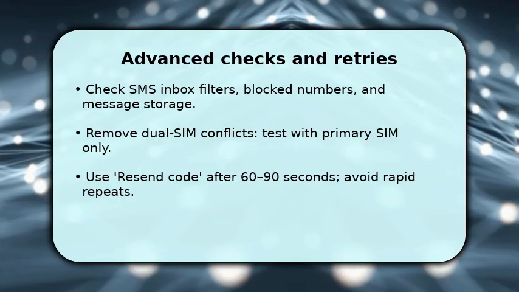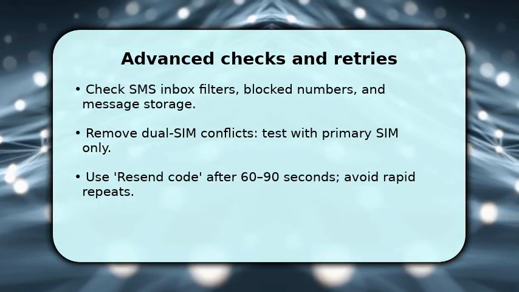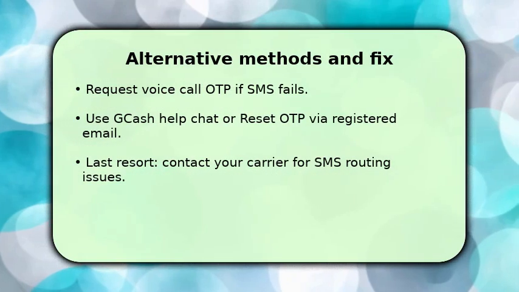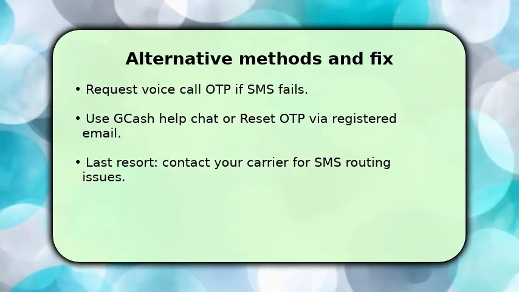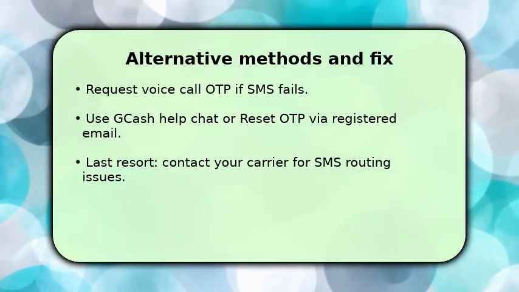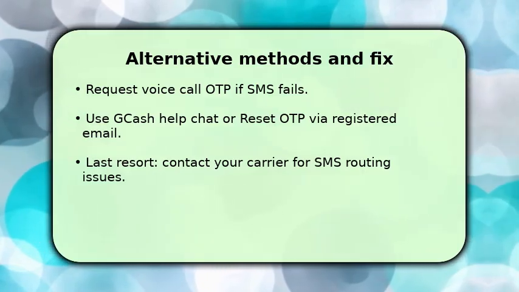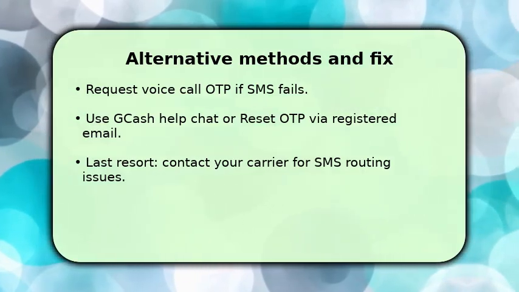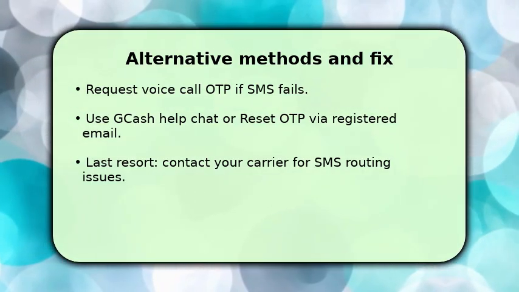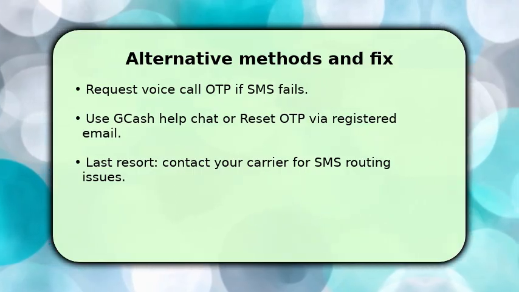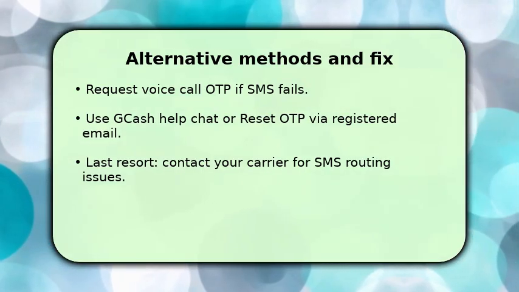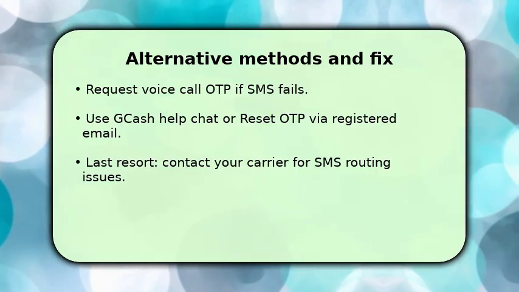If SMS still won't arrive, request a voice call OTP so you can hear the code. This bypasses some SMS routing faults. You can also use GCash Help Chat to verify identity through email or a one-time link if available, which avoids SMS entirely. Once you regain access, update contact details and enable app notifications to prevent future issues.